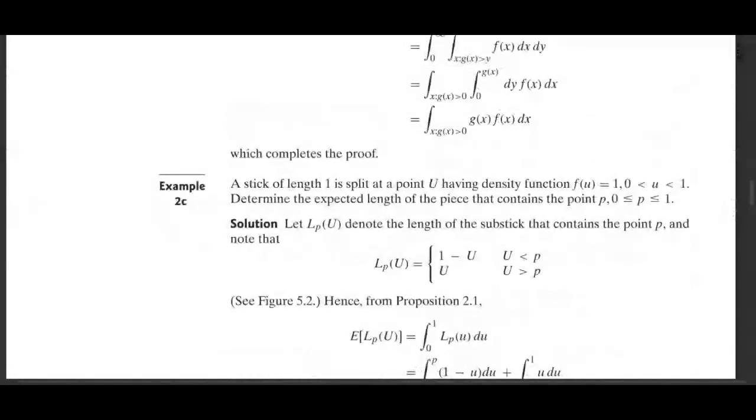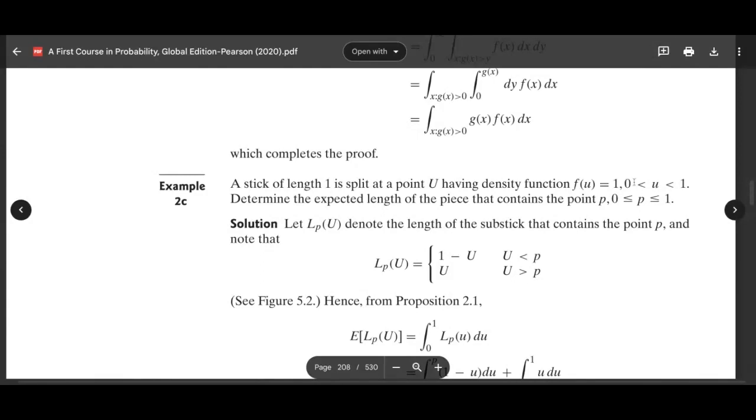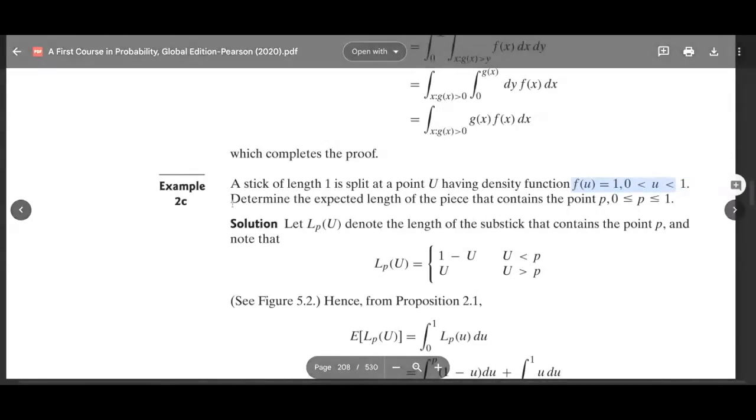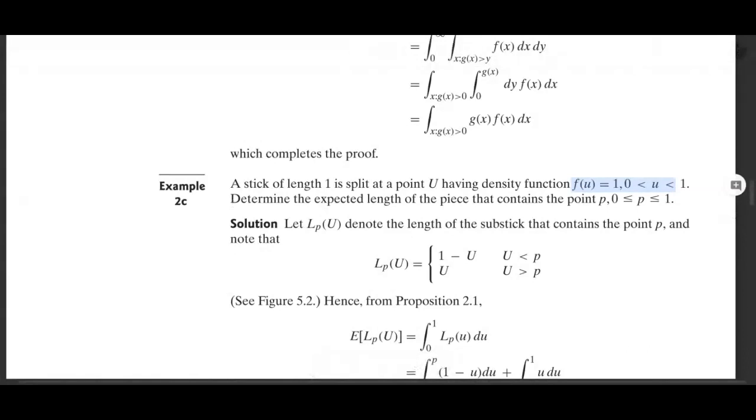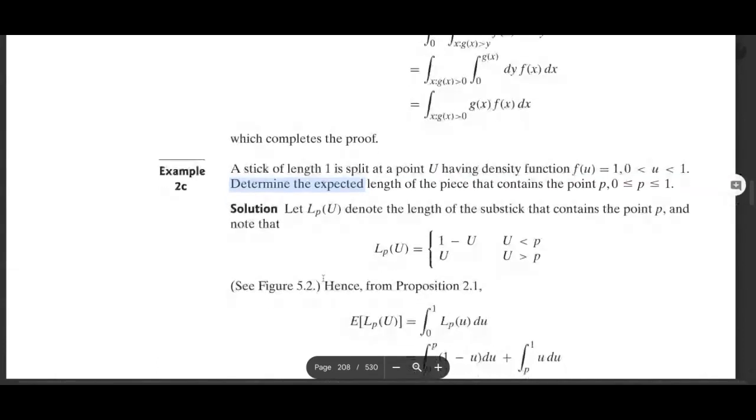A stick of length 1 is split at a point U having density function f of u equals 1, for u from 0 to 1. So that's it. Basically the function, again, is a uniform distribution. So you imagine a rectangle, actually this is a square in this case. Determine the expected length of the piece that contains the point P, for P between 0 and 1, and it can be 0 and 1.